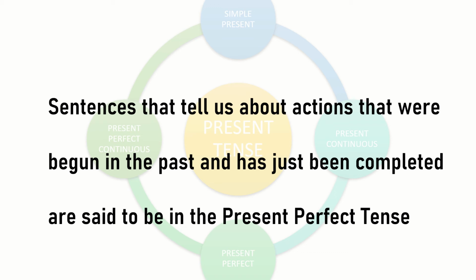Okay? I have finished my homework. You had begun your homework quite some time back, earlier in the day. And at this moment of speaking, you have finished your homework. So these kinds of sentences that tell us about actions that were begun in the past and completed before the present time are said to be in the present perfect tense.